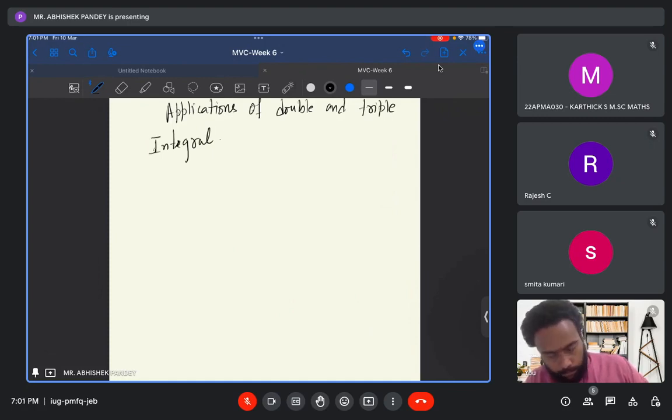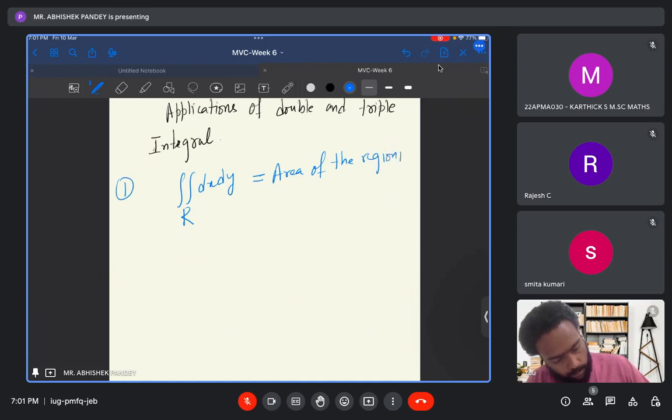Okay, so the first thing we're going to talk about is, we know that this double integral of dx dy is basically the area of the region R, isn't it? Okay.